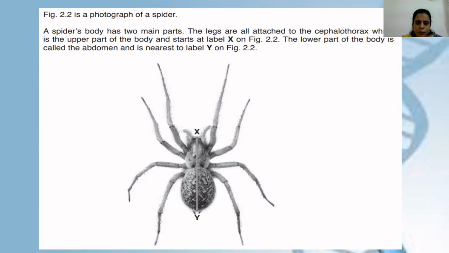Now here in this particular picture, they have labeled X and Y. You have to measure this particular line. Once you measure this line, you will get the real size of the spider. About this we'll talk a little later. Right now you just remember you have seen this real picture of a spider, and by looking at this picture you have to draw the picture in the space provided to you.